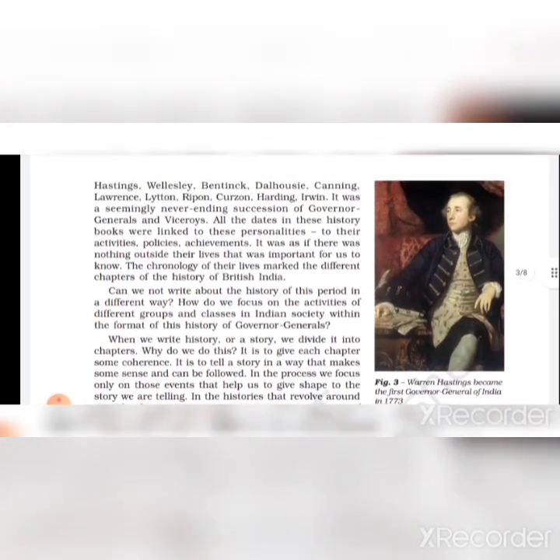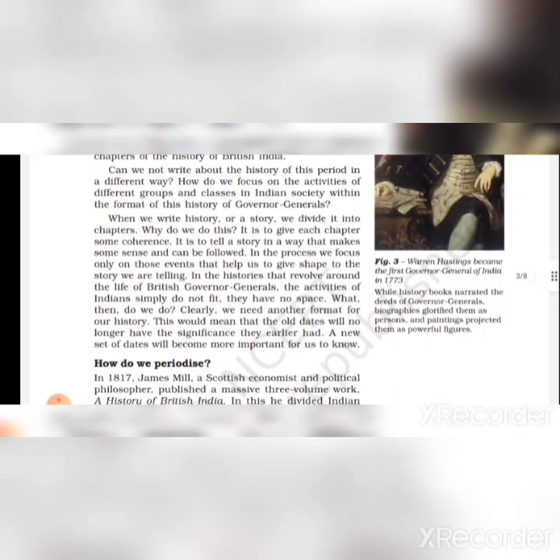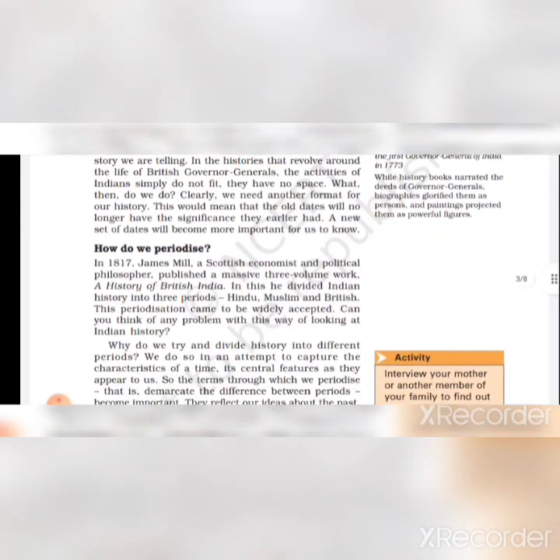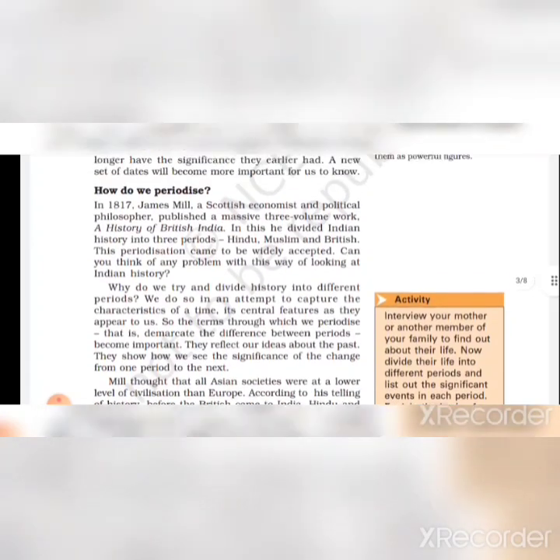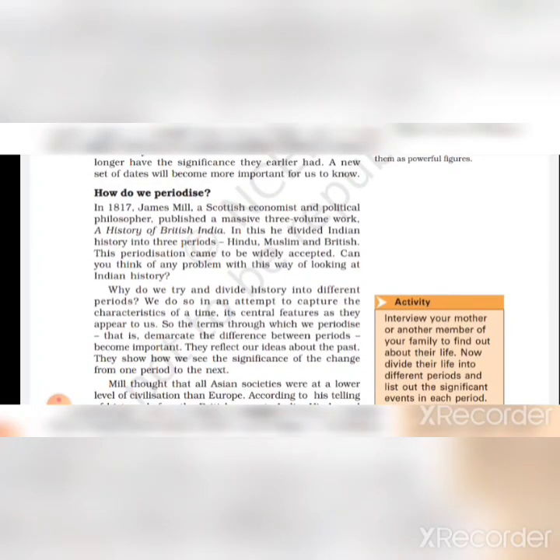Look at Figure 3. Warren Hastings became the first Governor General of India in 1773. While history books narrated the deeds of governor generals, biographies glorified them as persons and paintings projected them as powerful figures. How do we periodize?